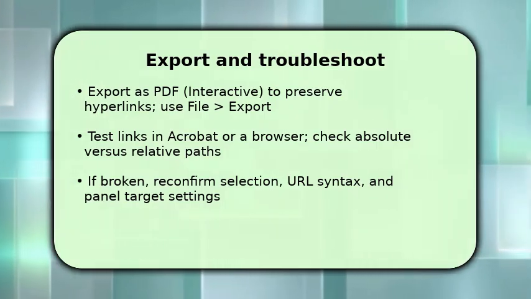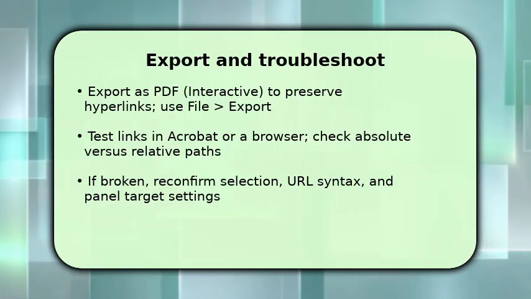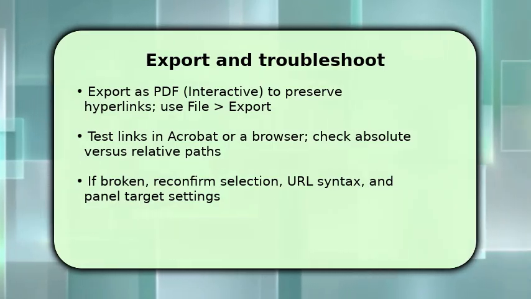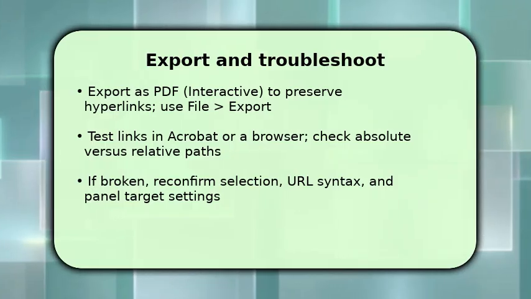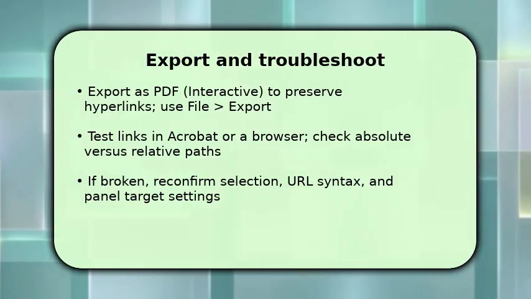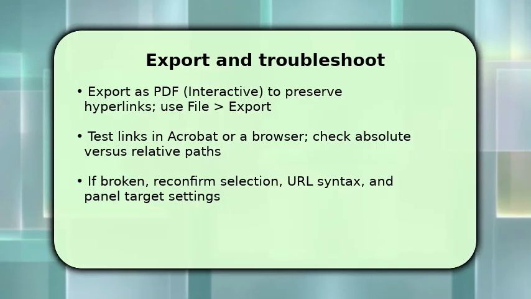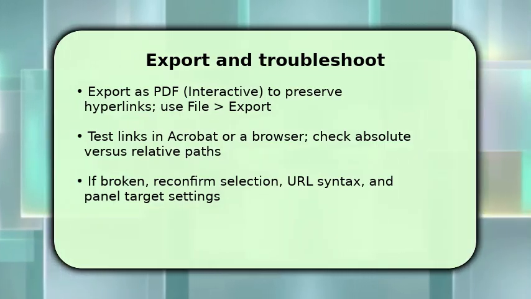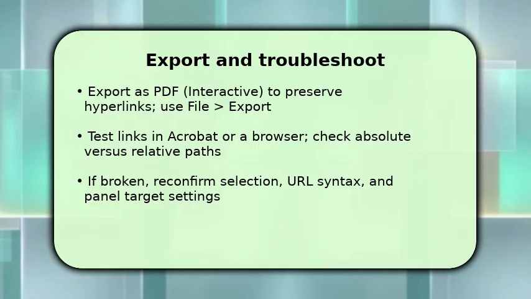If a link fails, make sure you use the correct selection, confirm URL syntax, HTTP versus HTTPS, and verify whether you used absolute or relative paths for local files. If internal links fail, check text anchor names. These checks save time and prevent broken navigation in distributed files.